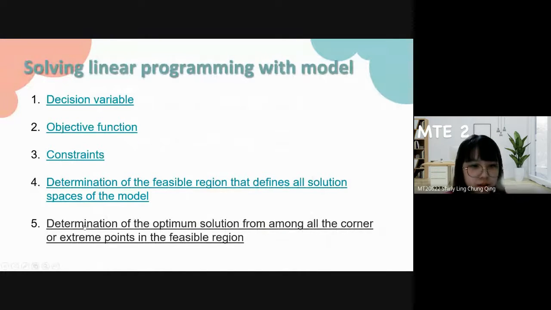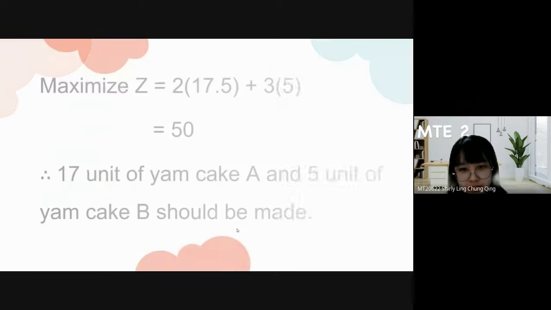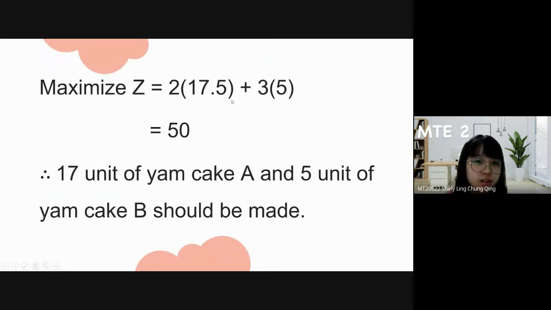The fifth step is the determination of the optimal solution from among all the corner or extreme points in the feasible region. Thus, the maximized Z equals 50 after we substitute the maximum point, that is 17.5 and 5, into the equation. So we can conclude that Puan Aminah needs to make 17 units of young cat A and 5 units of young cat B to achieve the maximum profit.